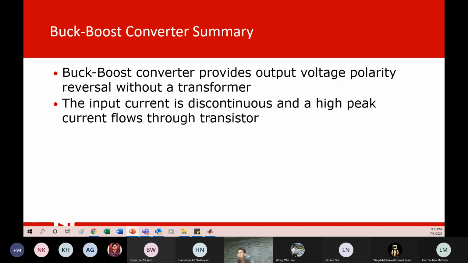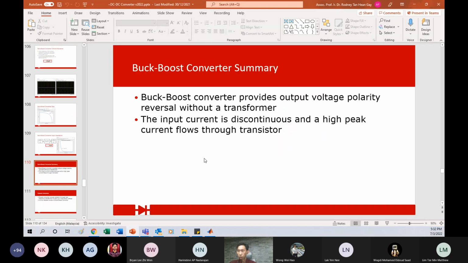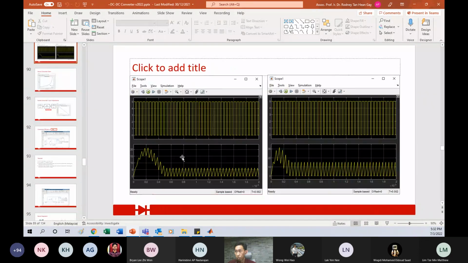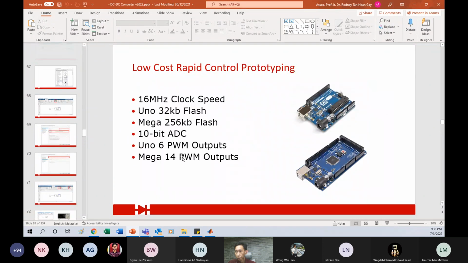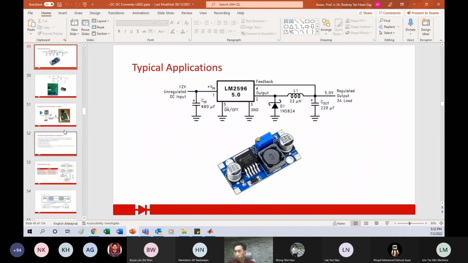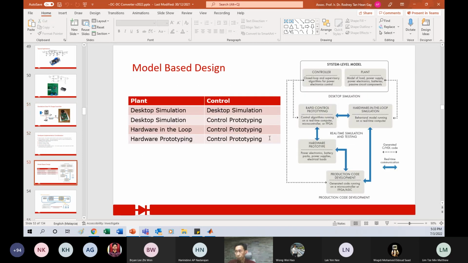For buck converter, it is commonly used in the charge controller. Maybe I can show you. I think I already showed it somewhere, the buck converter part. Charge controller commonly used. Okay, these are charge controllers, standalone, commonly used. Boost is for grid inverter.